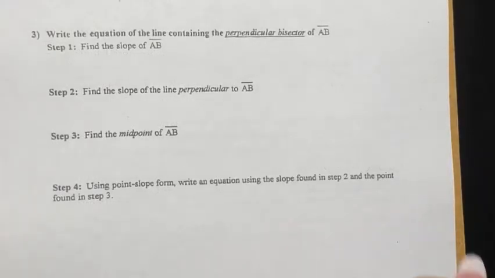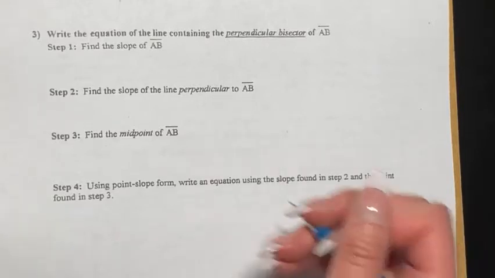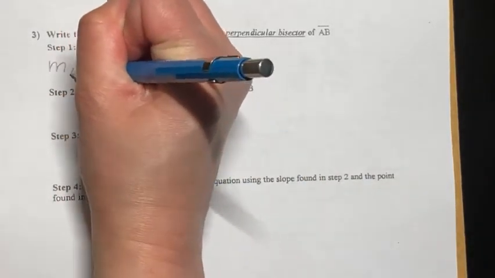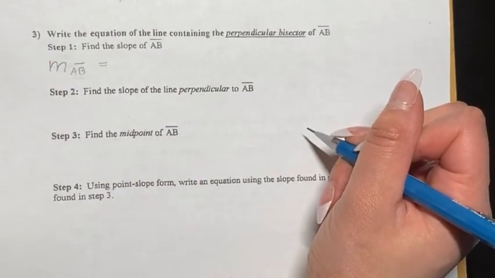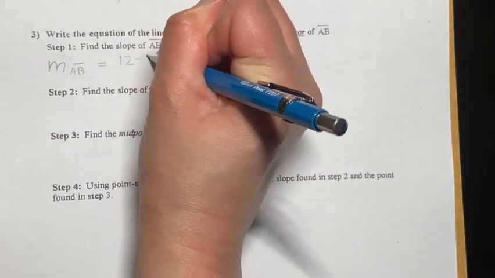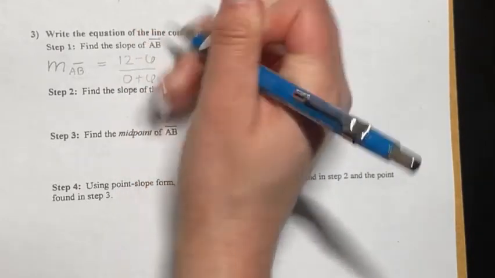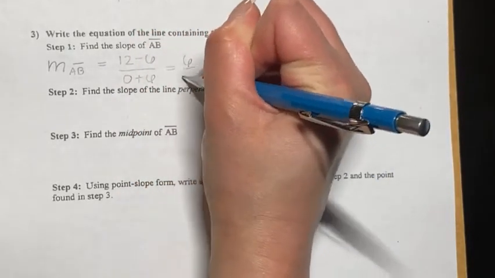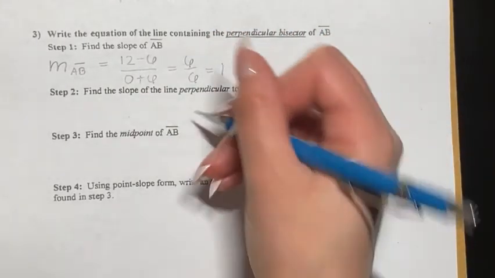For the third part of this example, we want to write the equation of the line containing the perpendicular bisector of AB. So the first thing you need to do in this situation is find the slope of the segment AB. As the name tells you, we need to use the points A and B. So what you're going to have is 12 minus 6 divided by 0 plus 6. This is equal to 6 divided by 6, which is 1. So we have the slope.